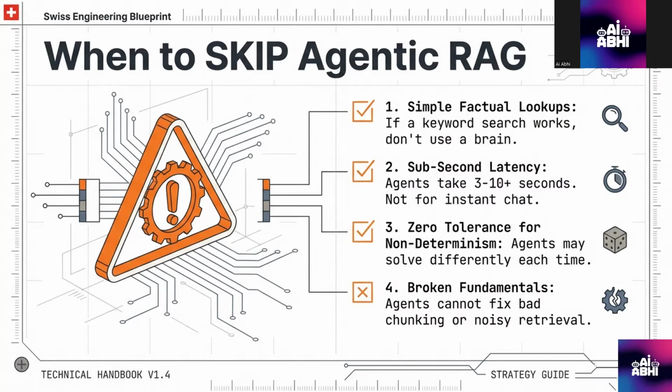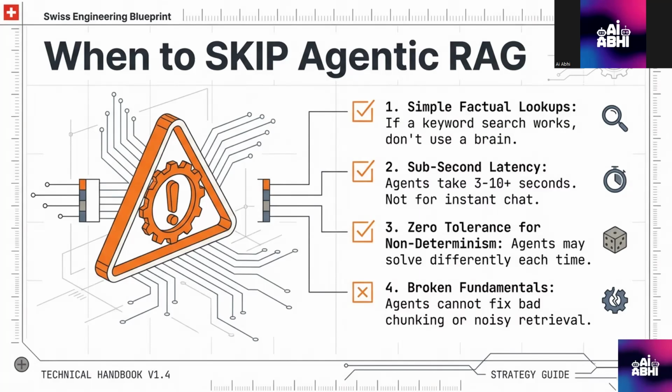Next, don't use it when you can't afford non-determinism. The agent makes decisions, and those decisions can vary between runs. For a highly regulated environment where you need identical outputs for the same input, a fixed pipeline might be safer. And also don't use it when you haven't built basic RAG well first. If your chunking is bad, your retrieval is noisy, and your evaluation is non-existent, adding an agent layer won't fix those problems, it will amplify them.